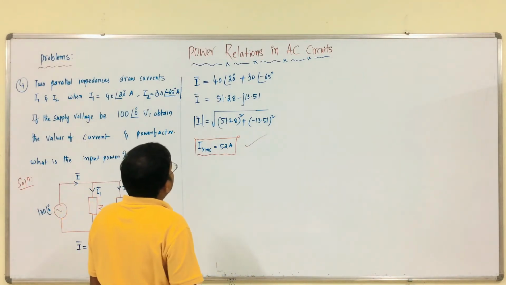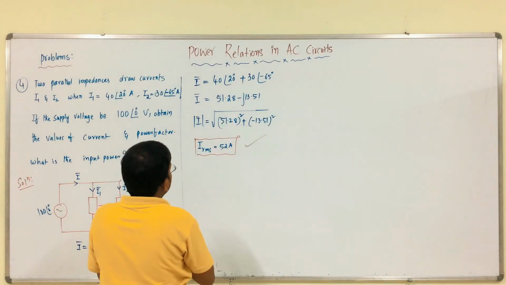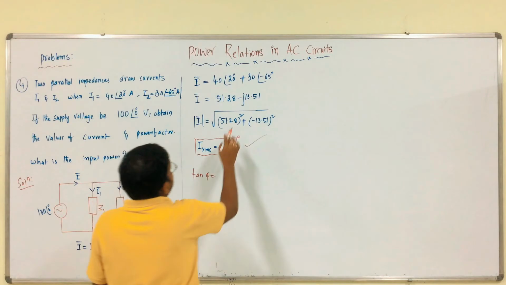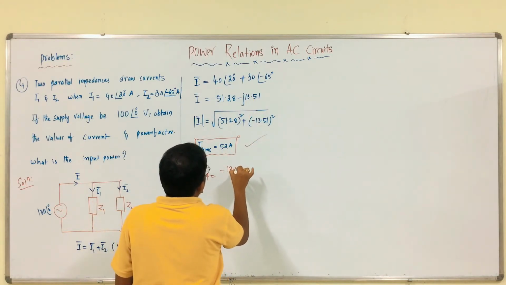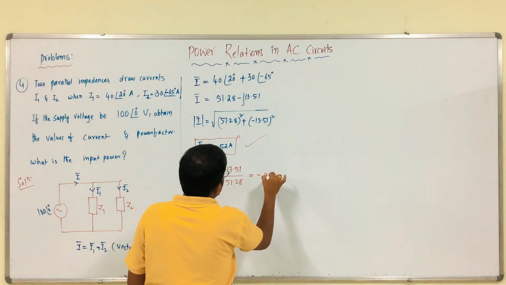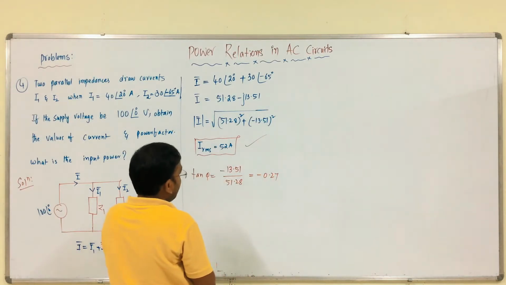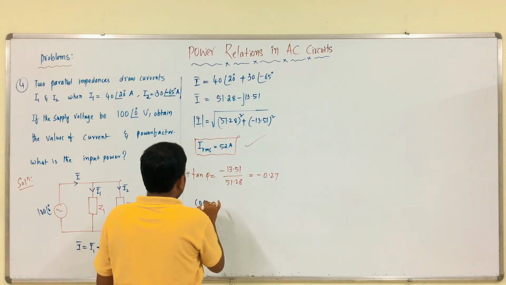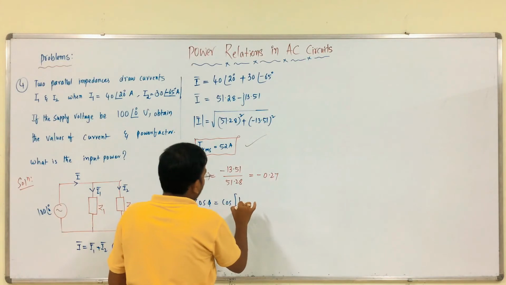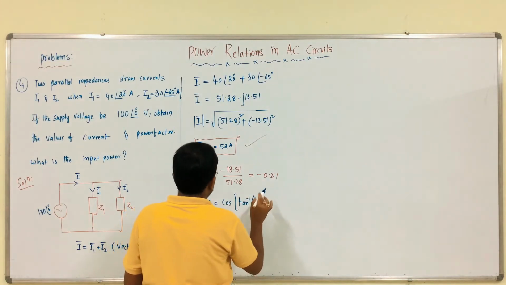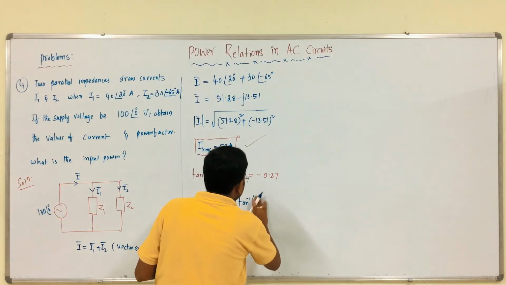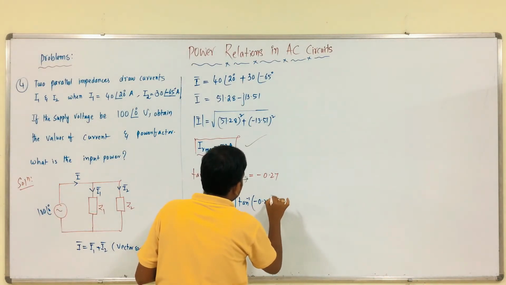Next we can get the power factor. From this, tan phi is minus 13.51 divided by 51.28, which is equal to minus 0.27. Clear? Therefore cos phi is the cos of tan inverse of minus 0.27.